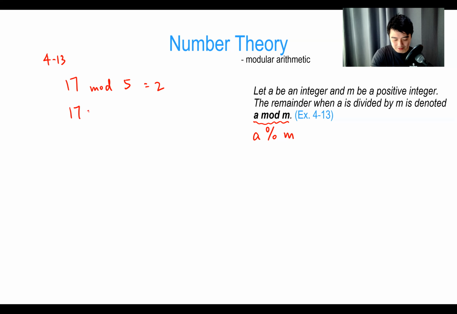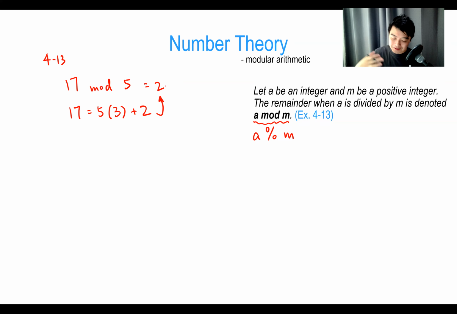So the equation was something like this: 17 is equal to 5, remember, times q plus r. Remember that equation, the fundamental theorem of arithmetic from the previous video. So this is r, so we just keep the r. Notice that in this case, we don't care about the quotient at all.